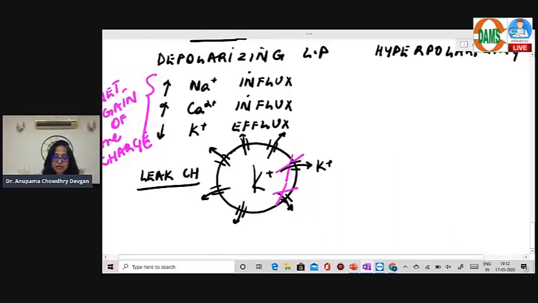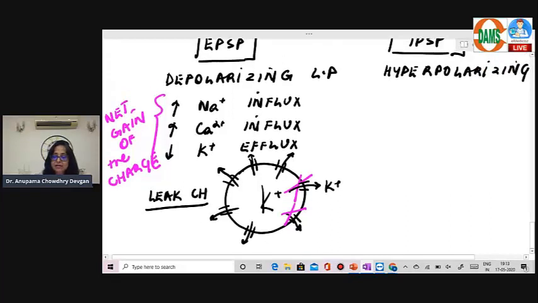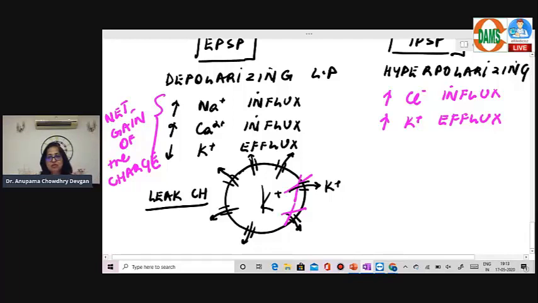Okay? So this is as far as your EPSP is concerned. How do I get an IPSP? This is possible if the cell has to become more negative. There is an increased chloride influx, opening of chloride channels, so gain of negative charge, or if there is an increase in the potassium efflux. Right? More potassium channels open up, there is more loss of potassium, and the potential will become more negative. That is an IPSP, a hyperpolarizing local potential. Right? So this is an EPSP and the IPSP.